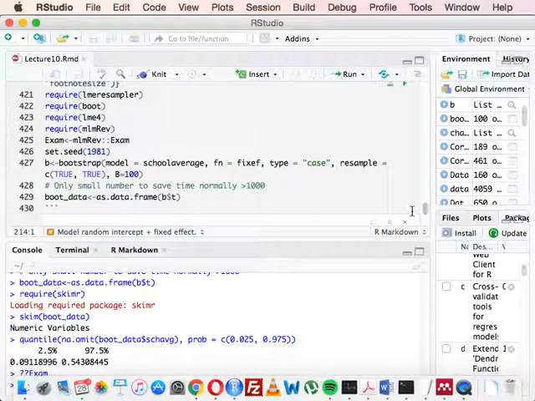The type of bootstrap, I know there's many different types, but here I use a case bootstrap. So you sample in cases. You might be interested in not sampling cases. You might only be interested in group level effects, in which case you wouldn't use a case thing because you're only interested in the school level effects, for example. Then you would change that.